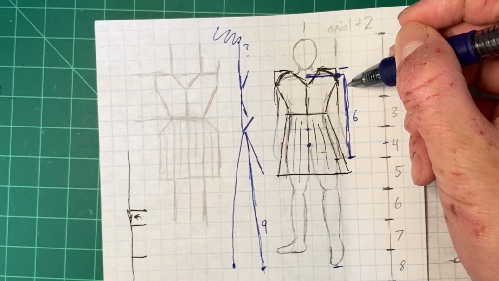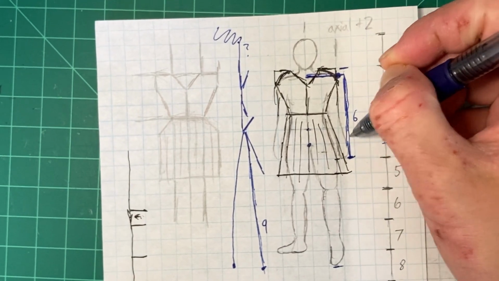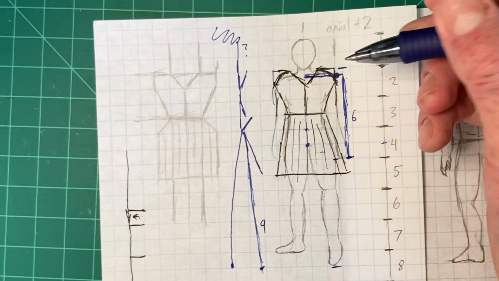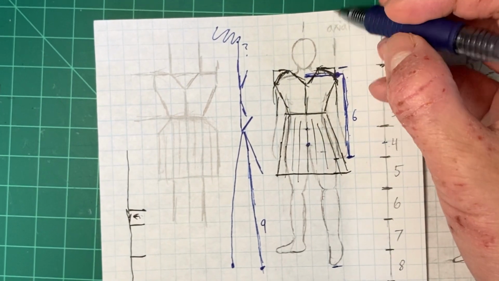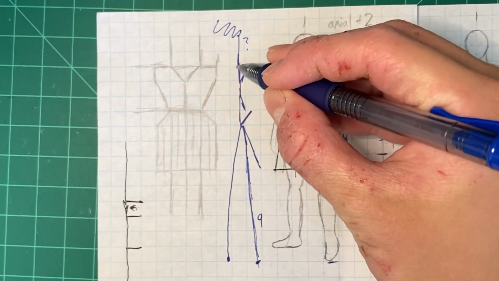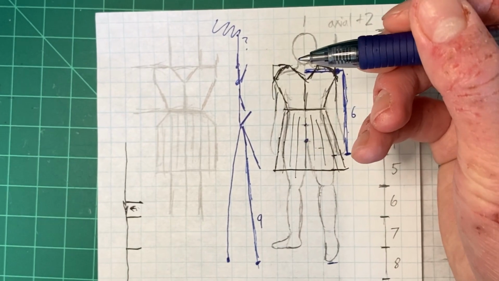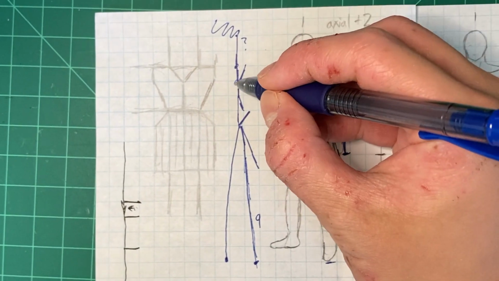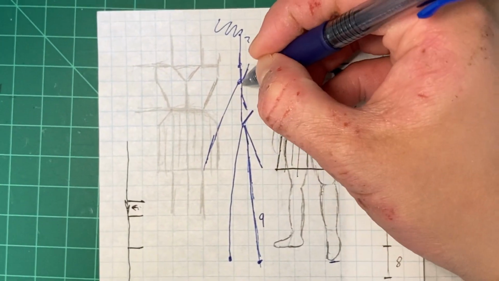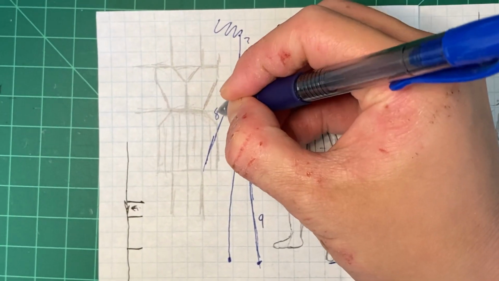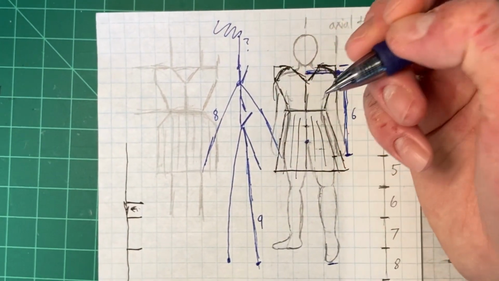It's actually going to be about, what is that? 1, 2, 3, 4, 5, 6, 7, 8. 8 units long. And you can start it from here or from here, but it just has to be 8 units long. So I'm going to start it from here. Let's say 8 units long. So 8-unit arms, 9-unit legs.